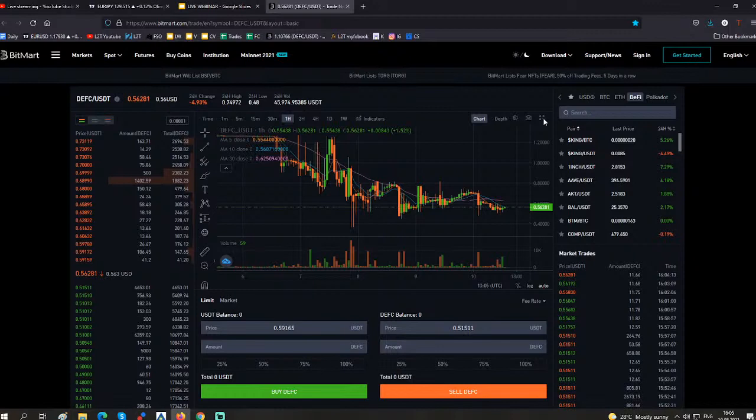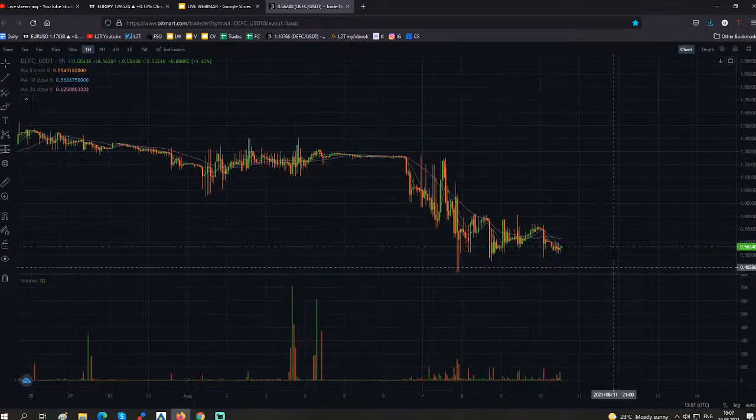So the DeFi coin moves sideways here around 56.24, right below 0.6 psychological level, and yeah, something like a pattern here in the short term.